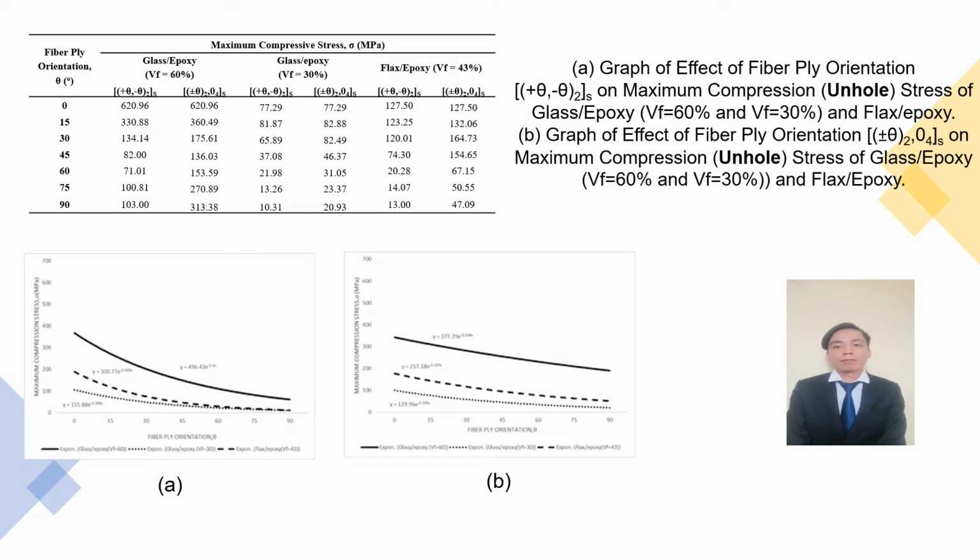When we compare graph A and B, they show that for glass epoxy with volume fractions of 60% and 30%, the maximum compression stress for glass epoxy with volume fraction 60% is higher than with volume fraction 30%. This is because the volume of fibers for glass epoxy at 60% is higher. Therefore, the larger fiber volume fraction usually means the composite mechanical properties are better.